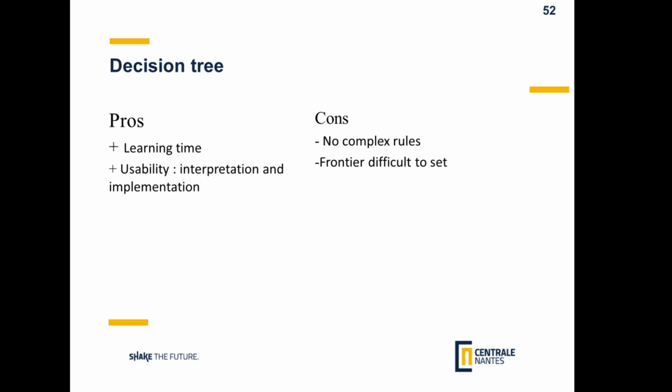So the advantage of decision trees is that the learning time is very short and that it's easy to understand. When you look at the result, you can see why each specimen was classified as it is. You can understand which questions or tests were asked and how the results of the tests were assessed. So this is a really good advantage of the method. The inconvenience is that you cannot have complex rules and that sometimes the frontiers are difficult to set.